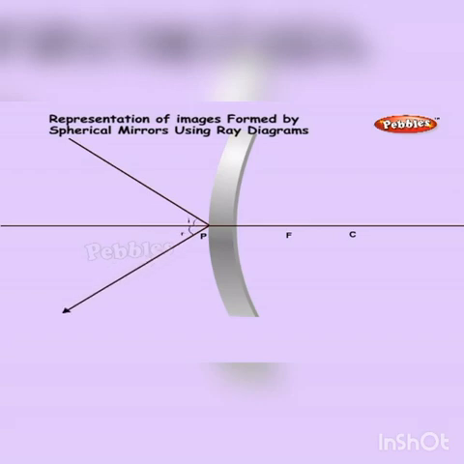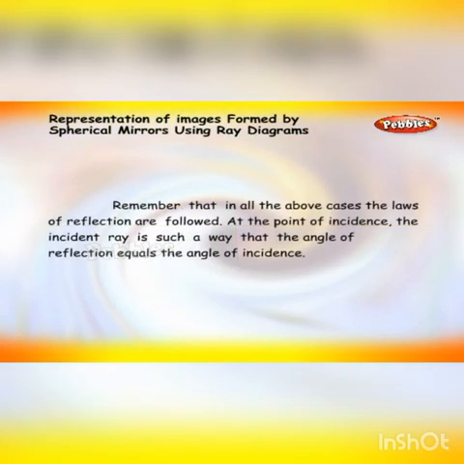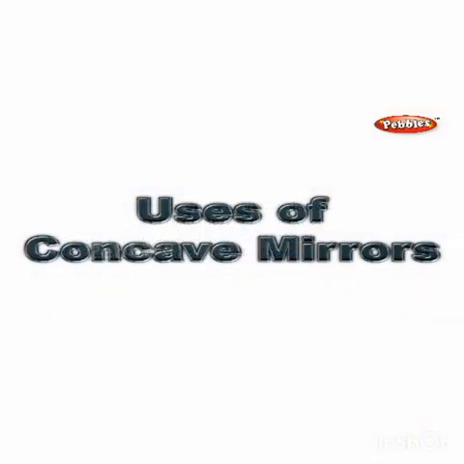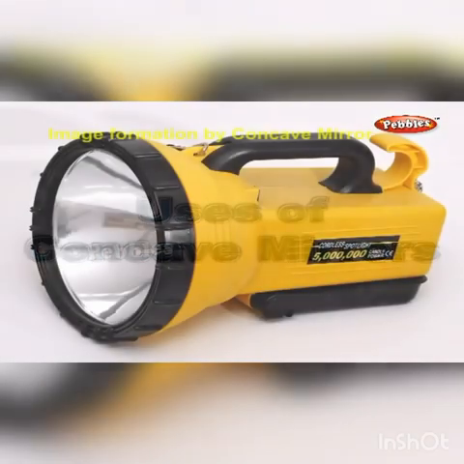The incident and reflected rays follow the laws of reflection at the point of incidence, making equal angles with the principal axis. Remember that in all the above cases, the laws of reflection are followed. At the point of incidence, the incident ray is such that the angle of reflection equals the angle of incidence.